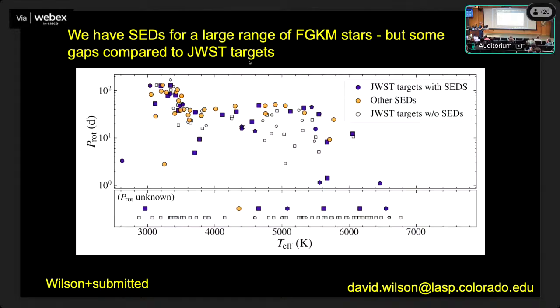And then the gray dots are all the JWST targets that don't have SEDs yet. And you see we're doing a pretty good job, I think. We've got very good coverage with some gaps. We haven't got anything around here. But overall, we're now filling out this range of spectral types and rotation period.